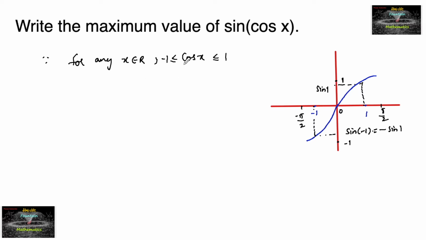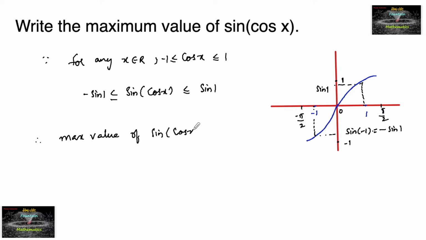For cos x lying between -1 and +1, sin of cos x will lie between, meaning the sine of the angles between -1 and +1 will be from minus sin 1 to plus sin 1. So we can consider the maximum value, therefore the maximum value of sine of cos x is equal to sin 1. So this is the answer. Okay, thank you.